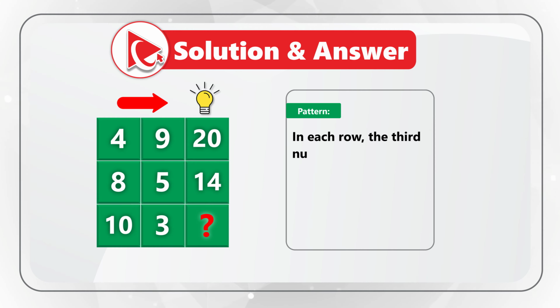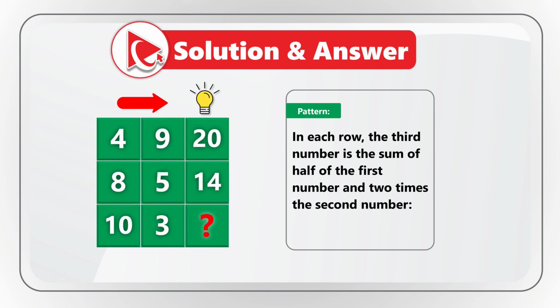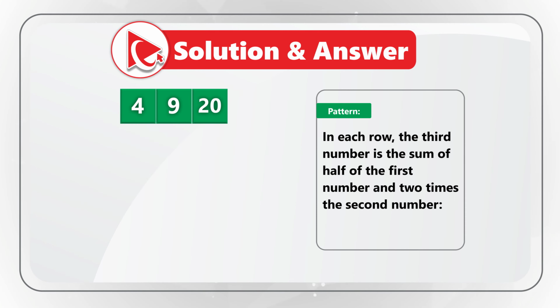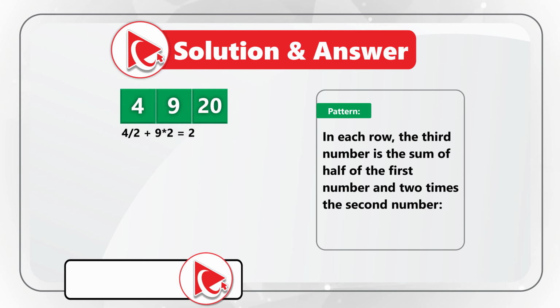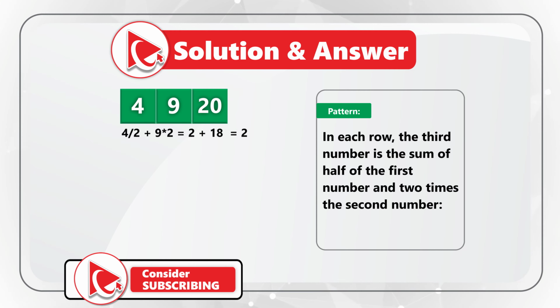Basically, in each row, the third number is the sum of half of the first number and 2 times the second number. Let's look at the specific calculations. The first row has numbers 4, 9, and 20. 4 divided by 2 plus 9 multiplied by 2 equals 2 plus 18 and equals 20, which is exactly the number in the third column.